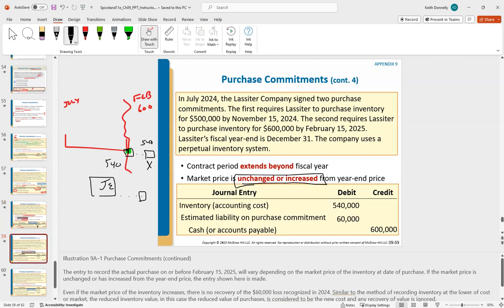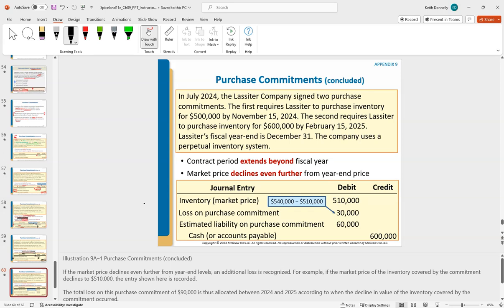estimated liability for 60, right? Now we're going to get rid of the estimated liability for 60, so get rid of that. We agreed to pay $600, so we credit cash for $600, and then hey, we'll hit inventory for $540, what it's worth. So that's comparing what we did here at year end with what we do on the actual strike date, if it remains the same. And if it got bigger, we would account for it accordingly.